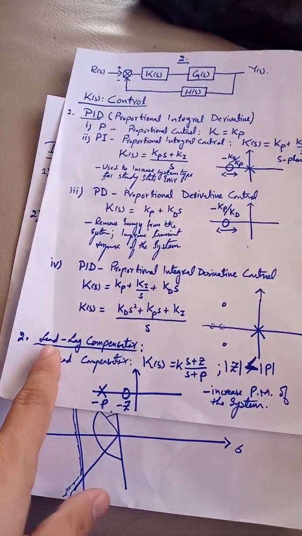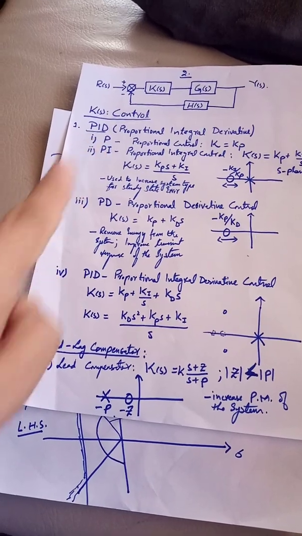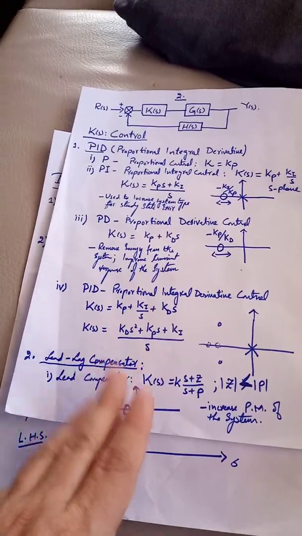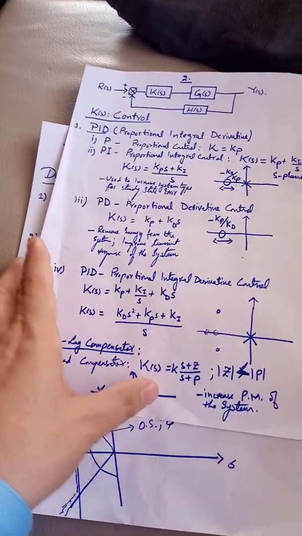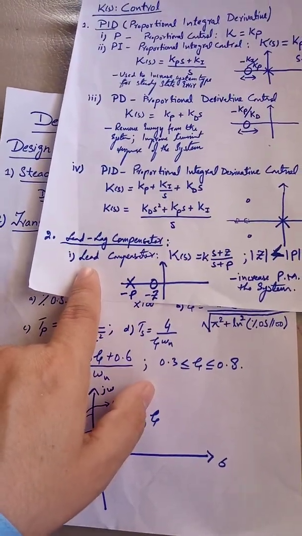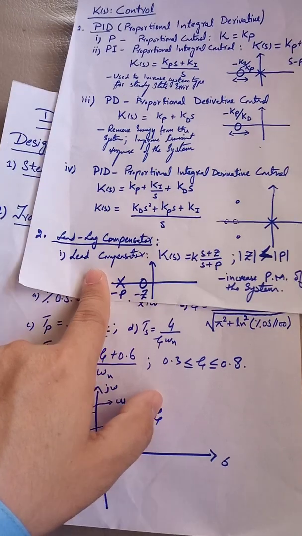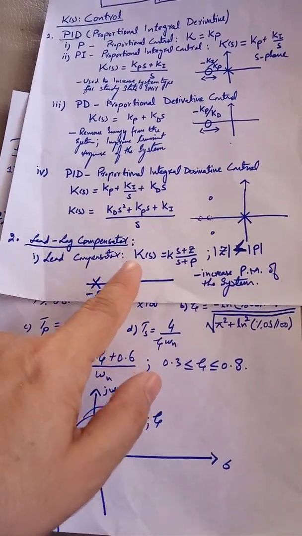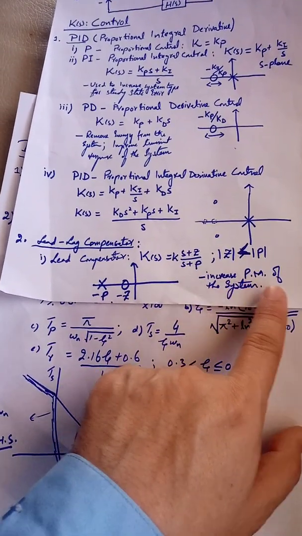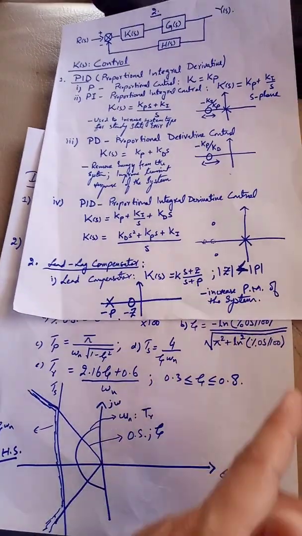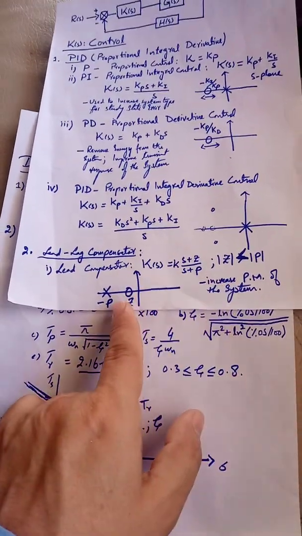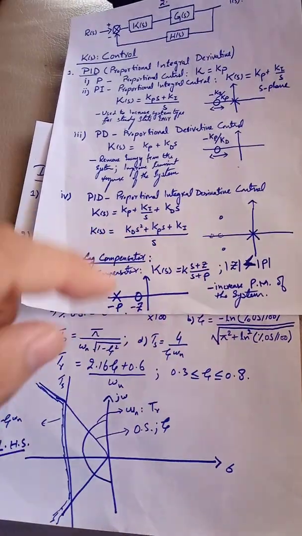Now the next one is the controller type. First one is PID, next one is lead lag compensator. Lead lag compensator has further three possibilities. The first one is lead compensator. The word means that you are leading something. What you are leading here is phase, or angle. So this controller is used to increase the phase margin of the system. We didn't discuss what the phase margin is, we will discuss it in coming videos, but the main idea is that this controller increases the angle of the system.